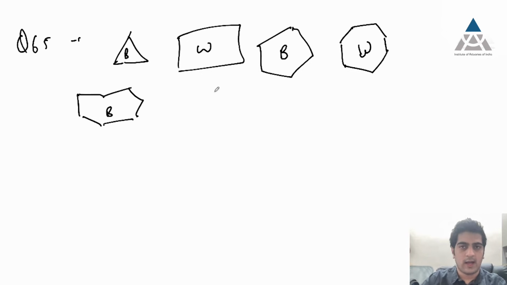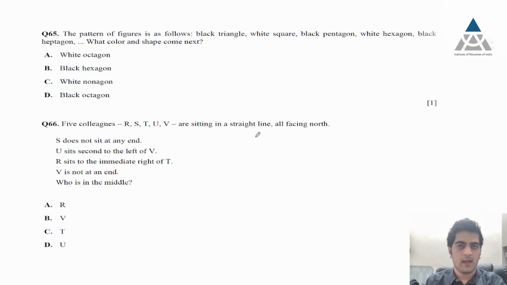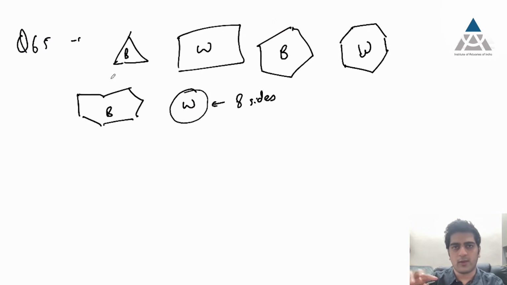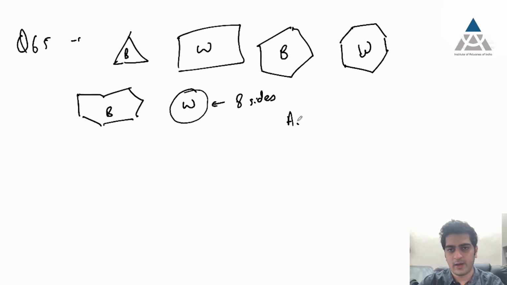Black. But now obviously the next one will be a white, and a white figure with 8 sides. So that's simply an octagon, because you see hexagon was 6-sided, nonagon is 9 sides, octagon there are 2 options. So which one would come? So you can see black and white are oscillating between them. So the last figure was black, this one would be a white octagon. So that will be option A. Correct?